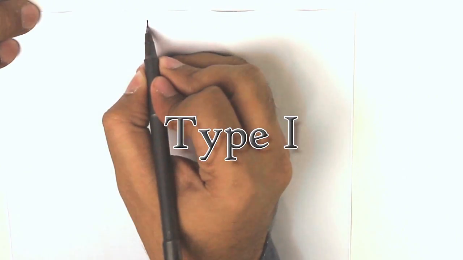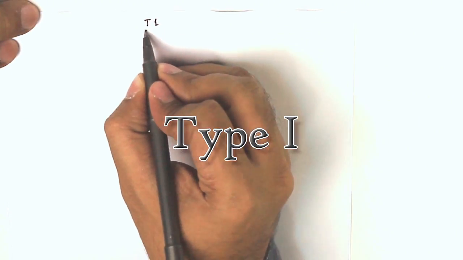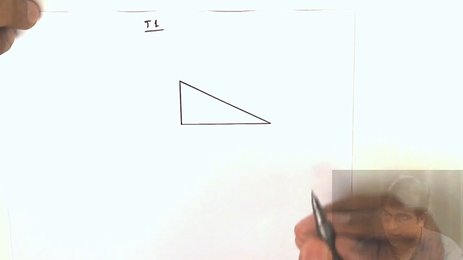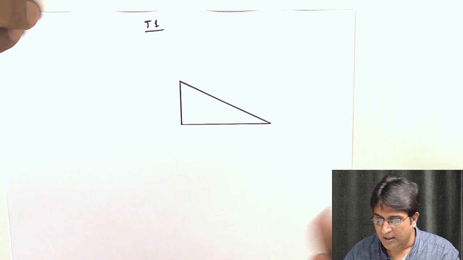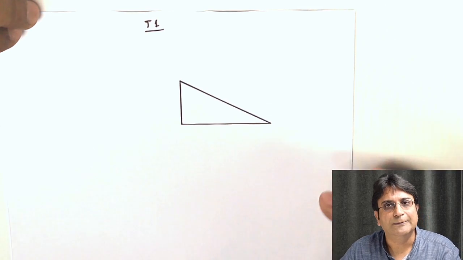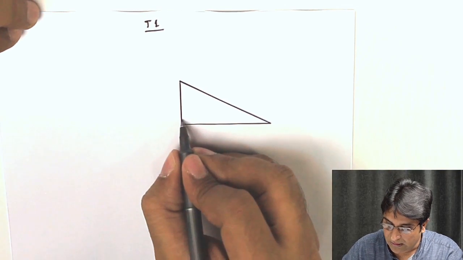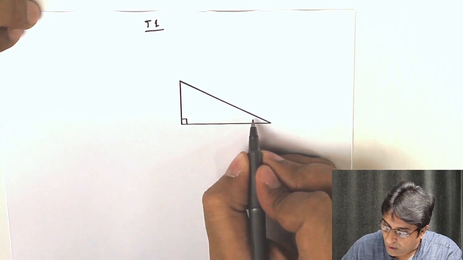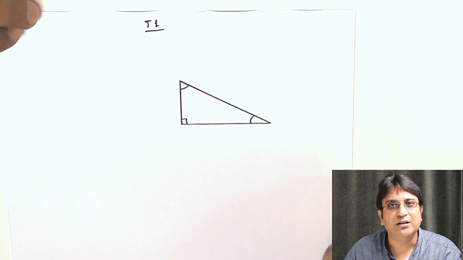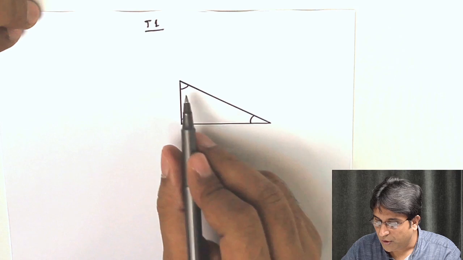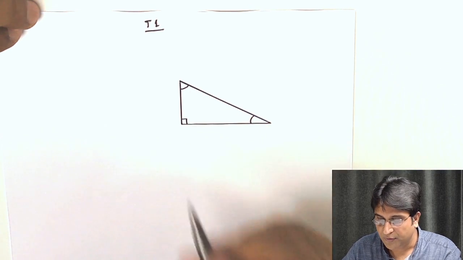So what do I mean when I say problems of type 1? In a type 1 problem, after you read the problem and make a diagram, the diagram will essentially be a right angle triangle. Of course, it's a right angle triangle, so you know it's 90. But you'll know one of these two angles and one of the sides.